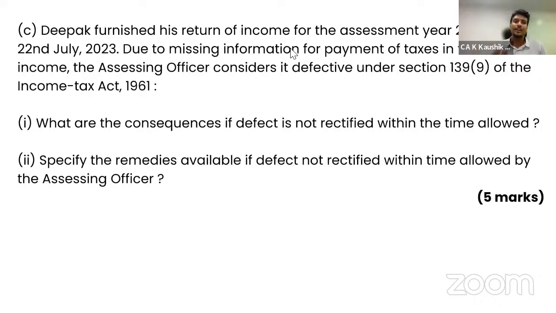What happens if the defect is not rectified within the time allowed? Then you'll have to take additional time and get the condonation of delay. What is a condonation of delay? Make an application to the assessing officer telling why you are not able to rectify. If additional time is given by the assessing officer, then the defect can be cured. If time is not given, then you will have to make an application for filing a delayed return of income, because the return that you had filed is cancelled. It is as good as that you have not filed the return of income. Thereby, you will have to make an application for delayed filing of a return, and these are the remedies that are available.